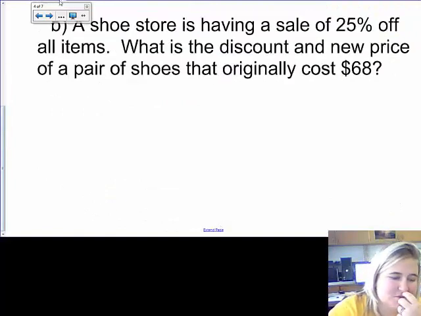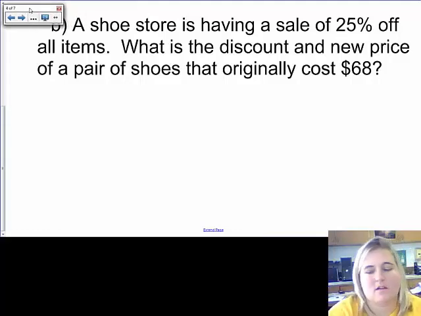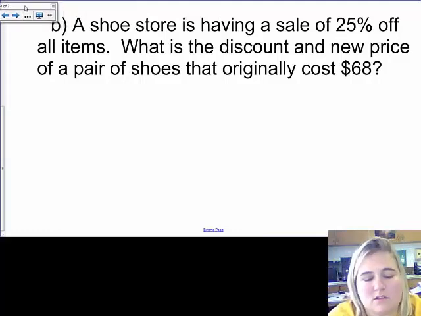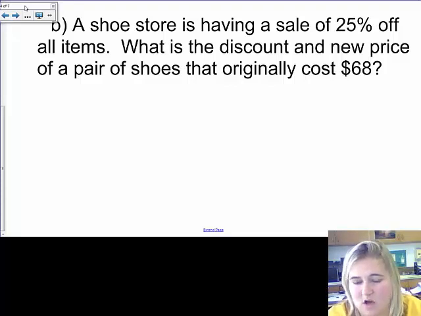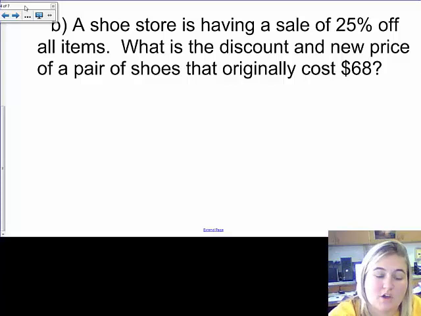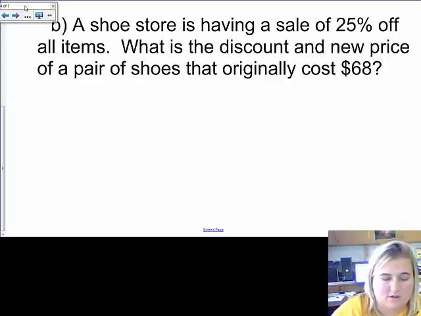So the shoe store is having a sale of 25% off all items. What is the discount and new price of a pair of shoes that originally cost $68? Okay. So a shoe store, it says, is having a sale. 25% off. That means my change this time is going to go down. Okay, I'm decreasing. So I have percent and I have actual.